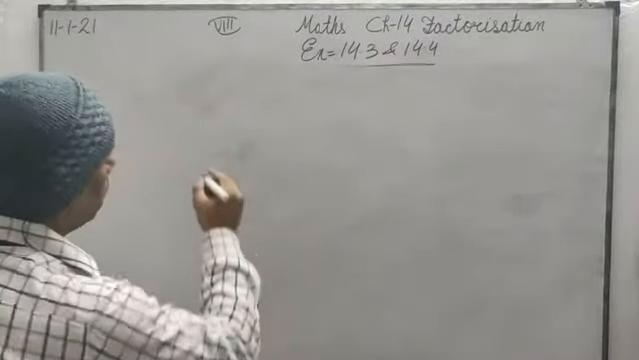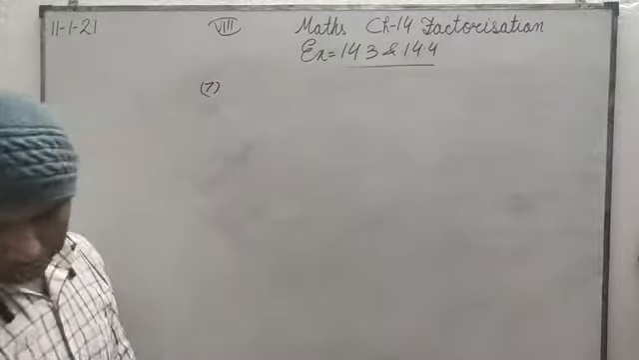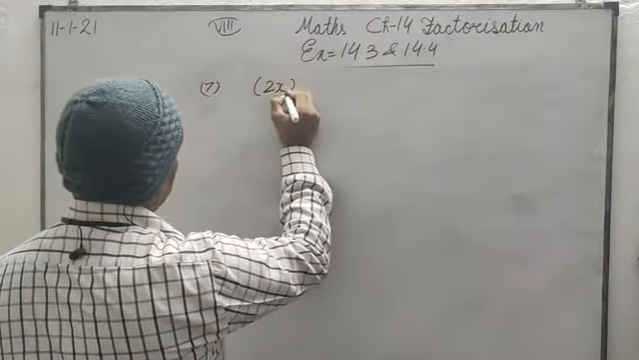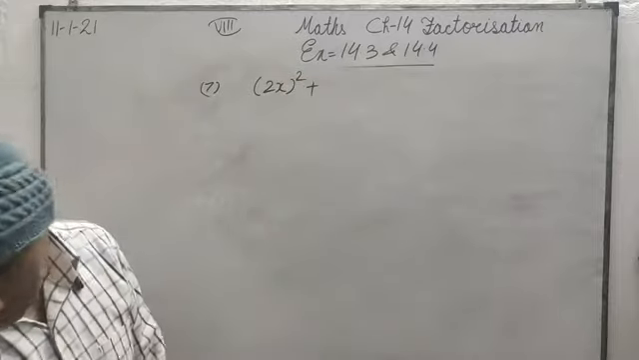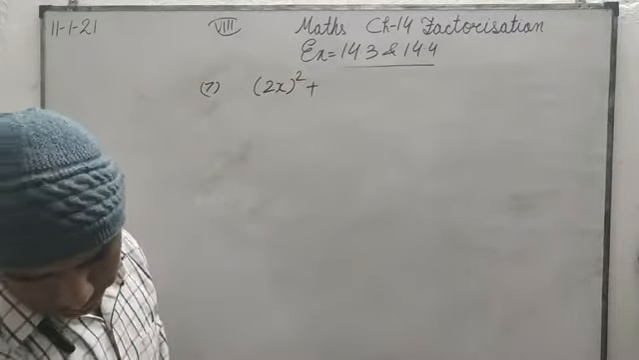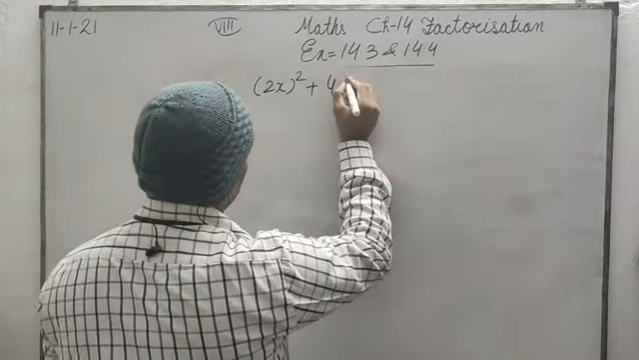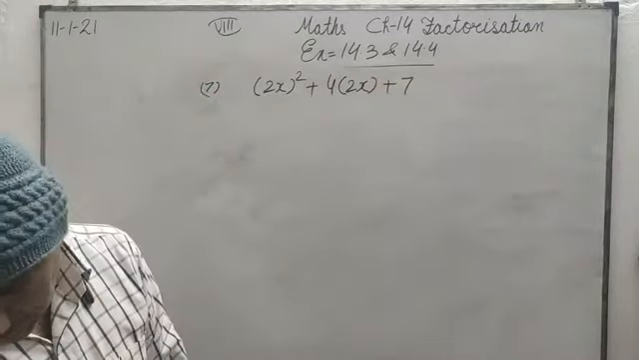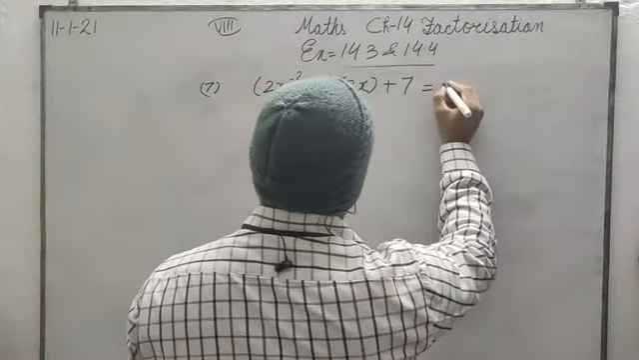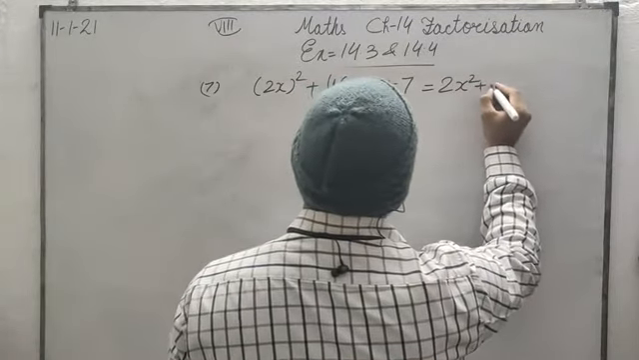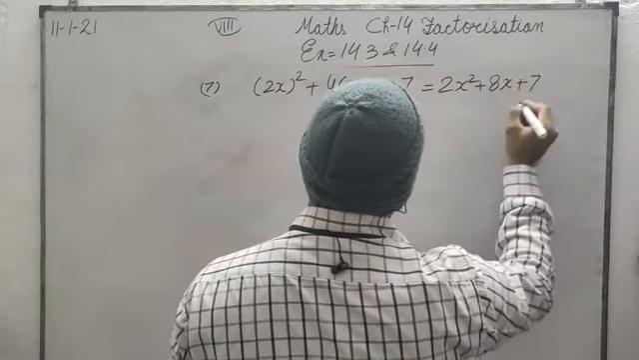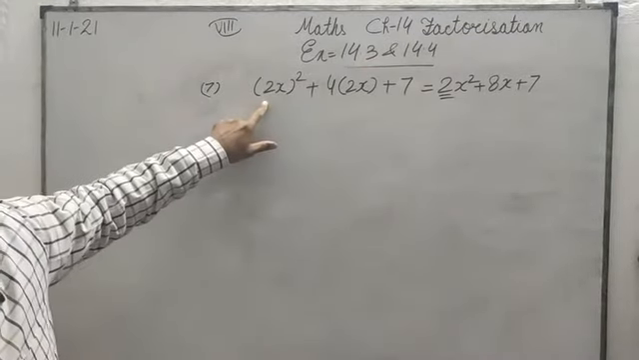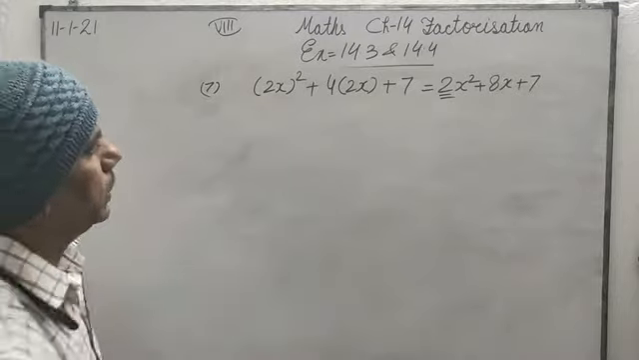Question number 7. What will be there in question number 7? 2x का whole square, okay, plus 4 into 2x plus 7 का आंसर ये क्या कह रहा है? 2x स्क्वायर प्लस 8x प्लस 7. क्या गलती है? Why this 2 has come? जब 2 का स्क्वायर है तो it should have been 4. यहाँ 4 आना चाहिए था.